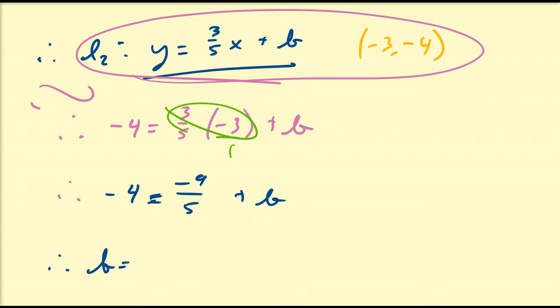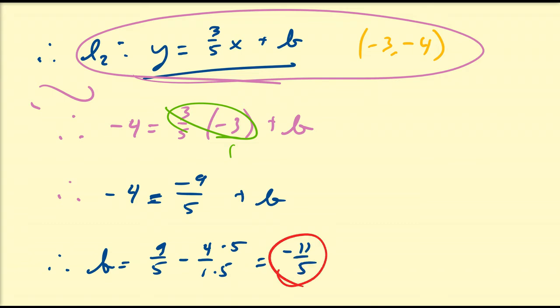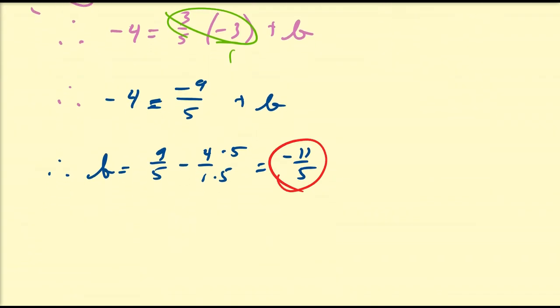So b is going to be equal to 9/5 minus 4 over 1 times 5, top and bottom. So 5 times 4 is 20, and 9 minus 20 is going to be -11. So this is going to be -11/5. So that is going to be my vertical intercept for my second line.